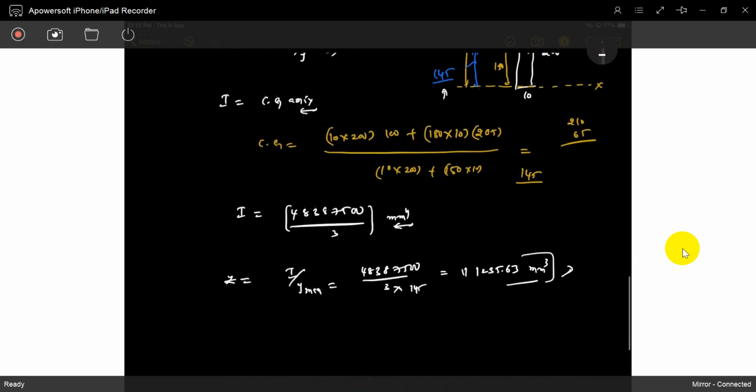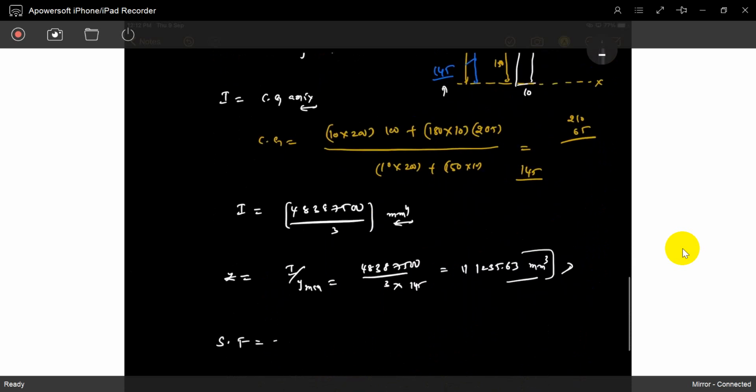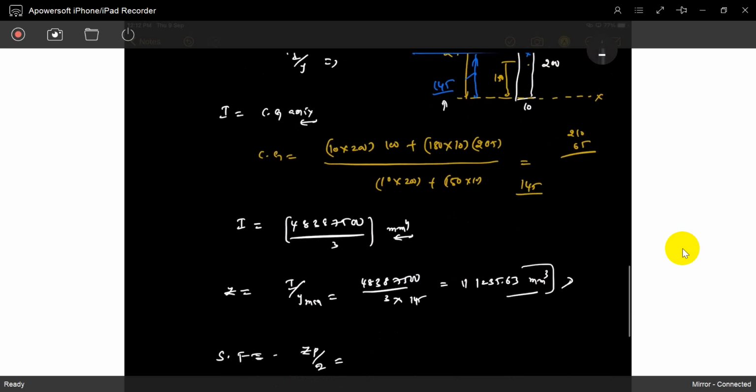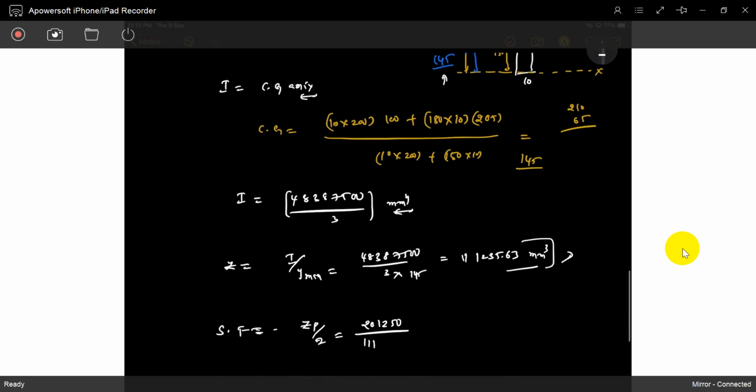So now the shape factor. What is shape factor? Shape factor is Zp by Z. So that is 201250 divided by 111235.63. What is that value? That value is 1.8.